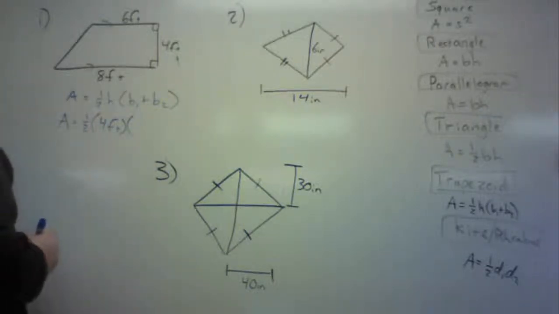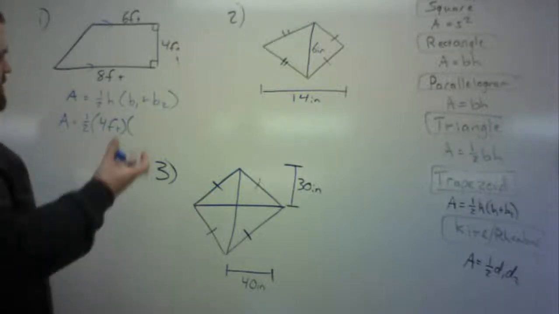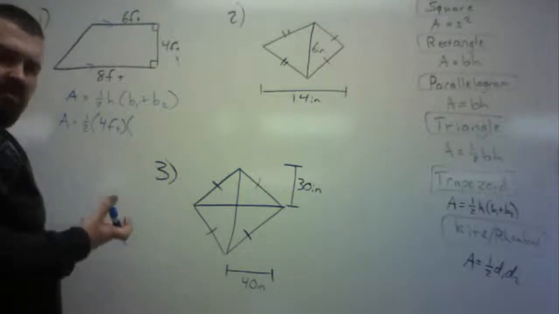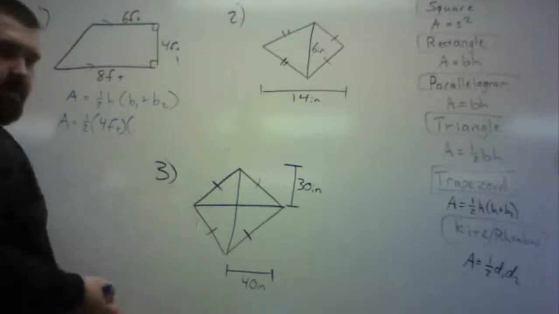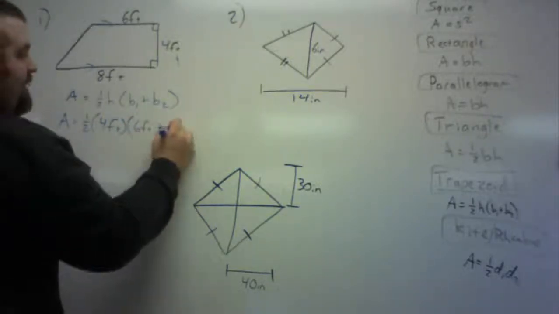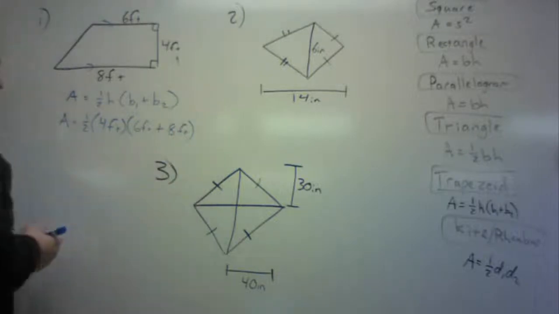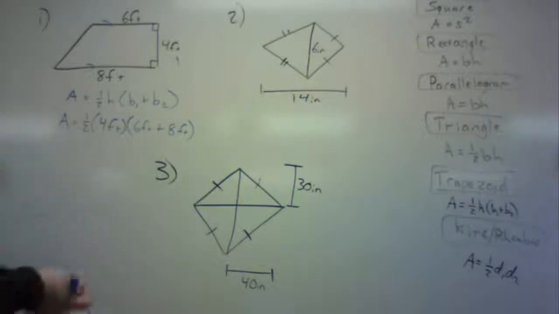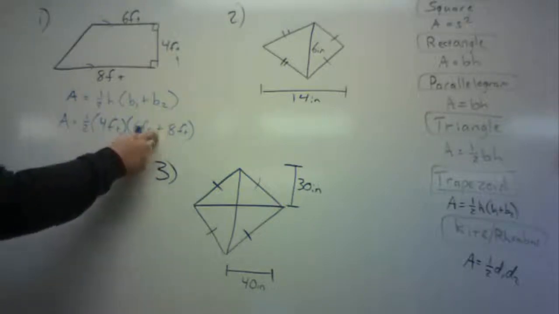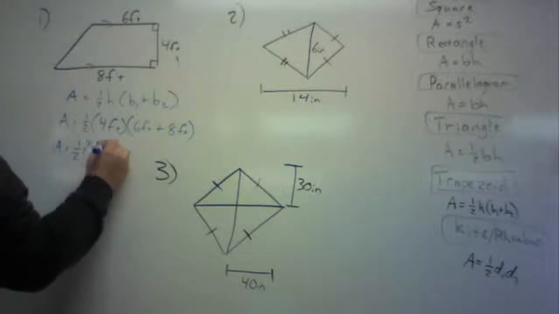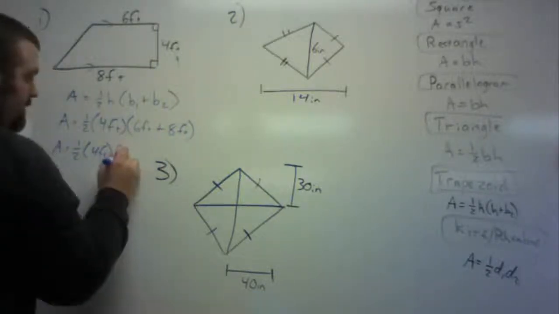The base 1 and base 2, it honestly doesn't matter which one I choose. I could choose 8 as base 1, I could choose 6 as base 1. Put one in for either one, and put the other one in for the other one. So I'm going to put 6 feet in for base 1, and 8 feet in for base 2. The reason it doesn't matter is because if I follow my PEMDAS, parentheses, exponents, multiplication, division, addition, subtraction, the first thing I have to do is the stuff inside the parentheses. So A equals 1/2 times 4 feet times, well, 6 plus 8 is 14 feet.